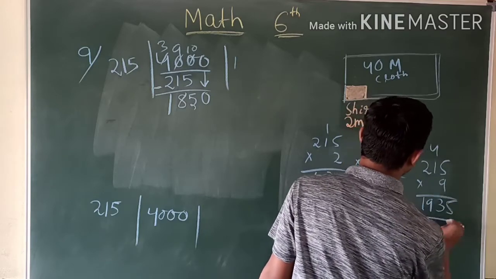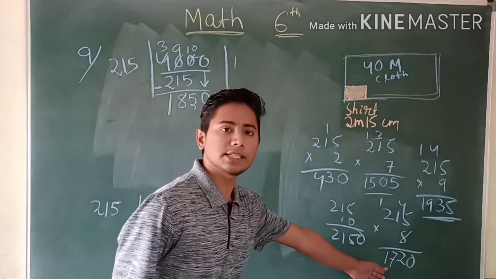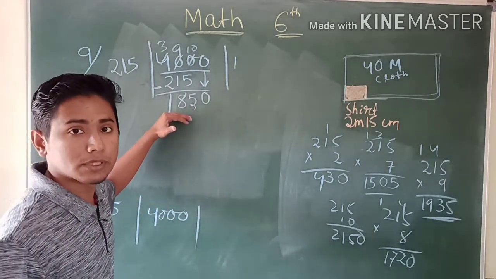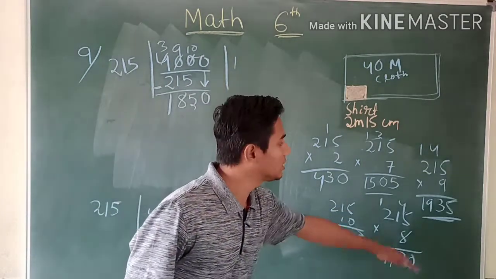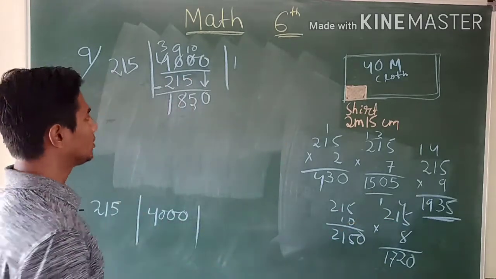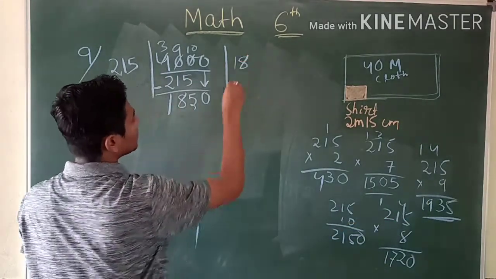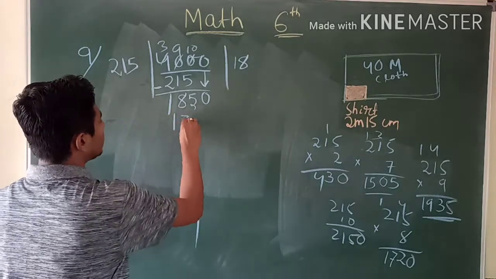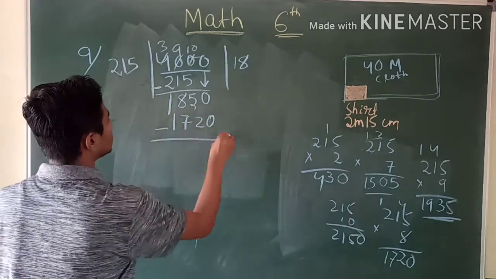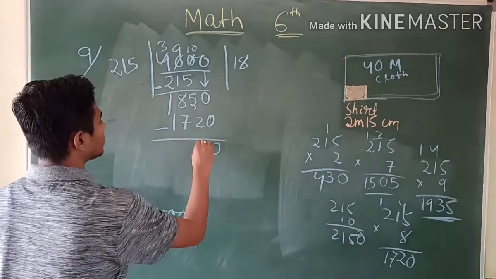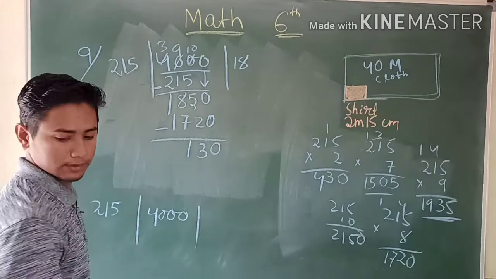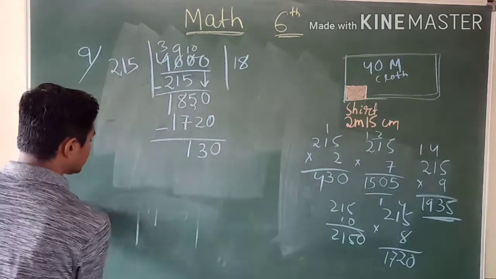So here the difference: here 1935, here 1720. But here we have 1850. So which number do I put? The smallest number, not the greatest number. So I put 18 here, and 1720 put here. Then do subtraction. 0 minus 0 is 0, 5 minus 2 is 3, 8 minus 7 is 1. Then it is the answer.